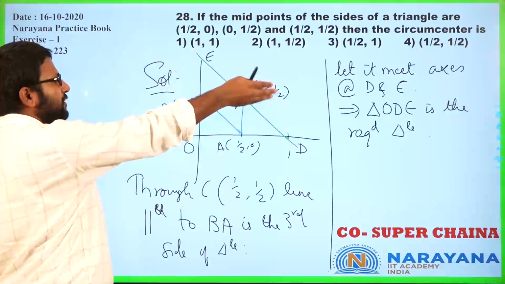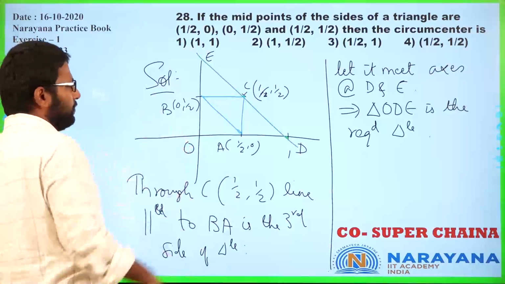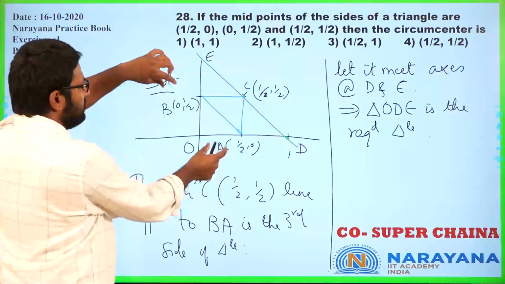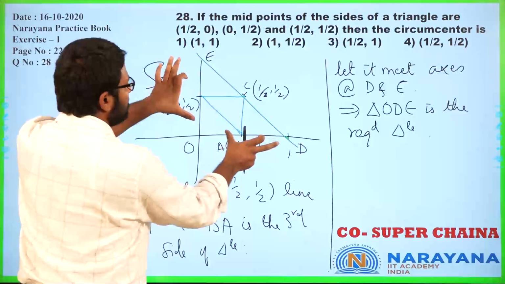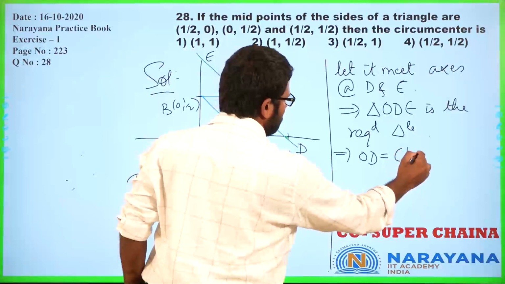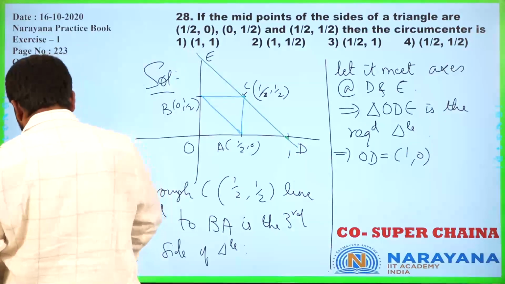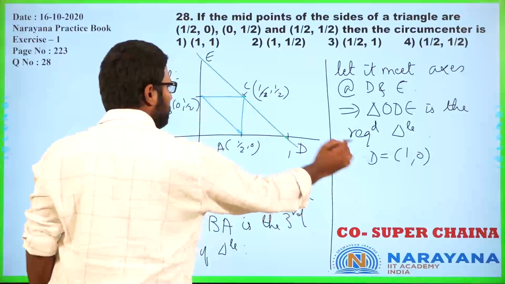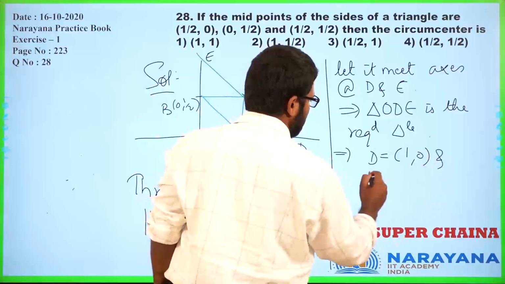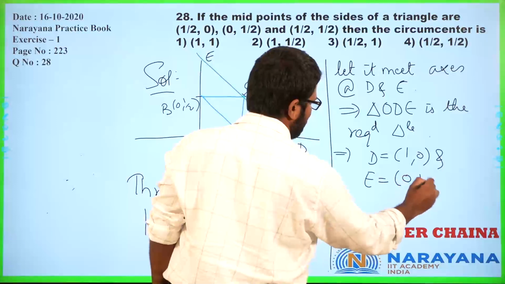And now this triangle, what is special about this? Not only is it right angle, it is also isosceles, right? Because these two coordinates are half distance. This is 1 distance, right? Which means point D, its coordinates would be 1 comma 0, and point E, its coordinates will be 0 comma 1.